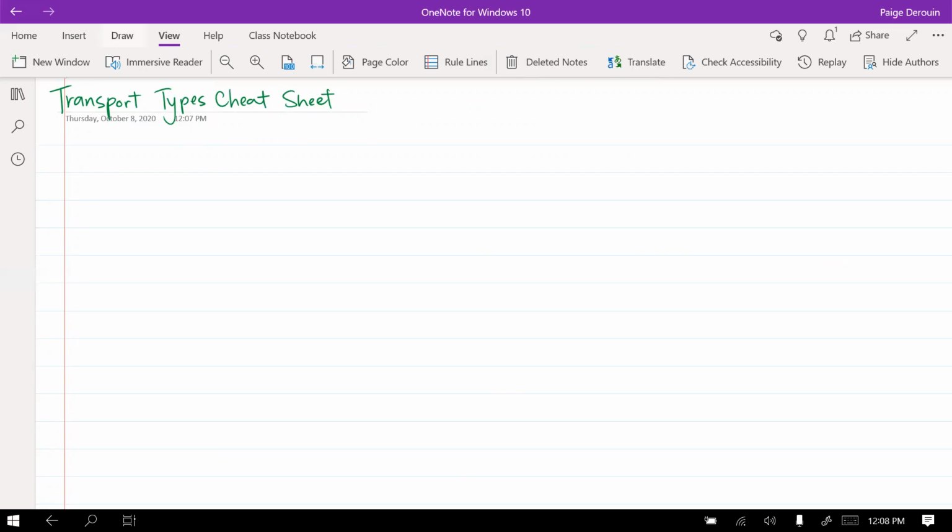Okay, and then in my little chart, I'm not going to do lines because lines stress me out. So I'm going to do transport type. And then I'm going to do active/passive. And then I'm going to do what moves. And then I'm going to do where.